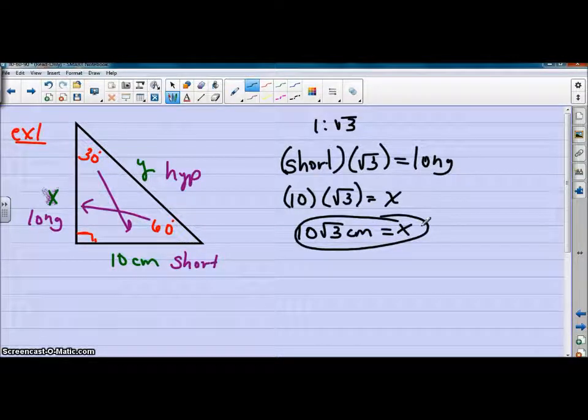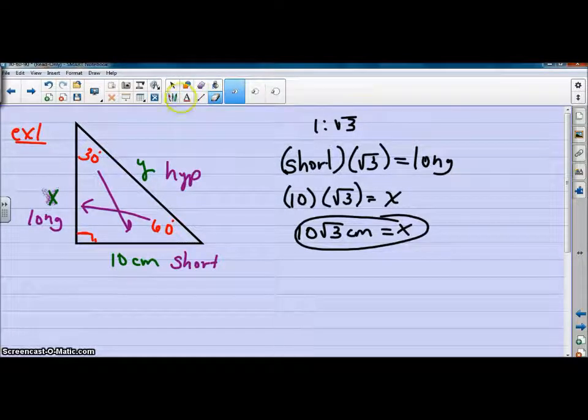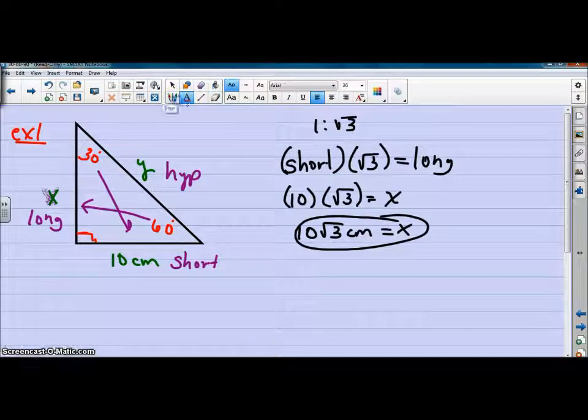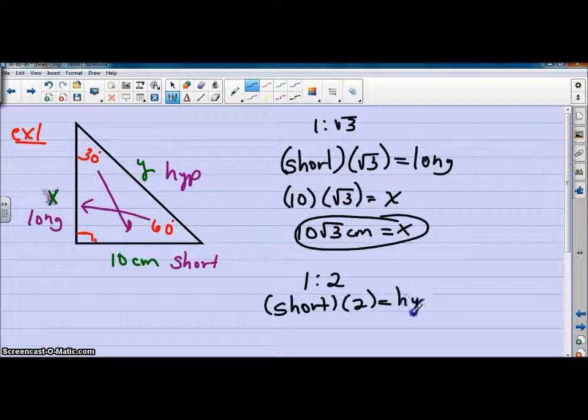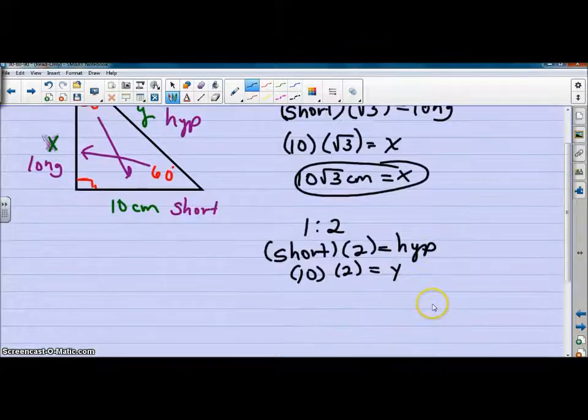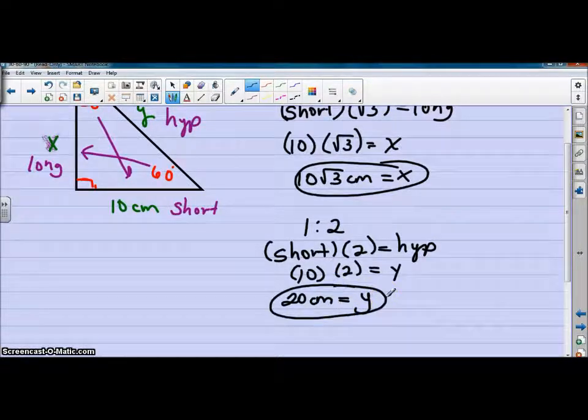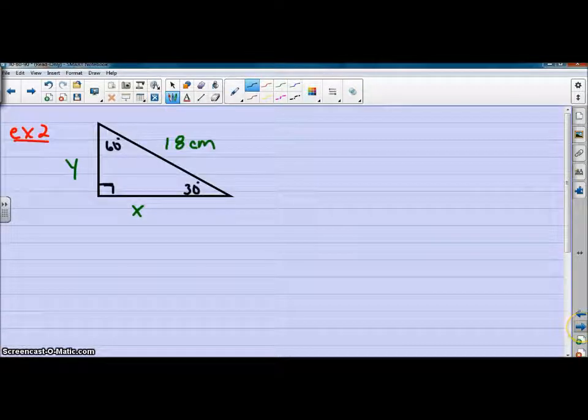I'm also going to do the hypotenuse, and that is a 1 to 2 ratio. So if I take my short and I multiply it by 2, I will have my hypotenuse. And so 10 times 2 will equal y. 10 times 2 is 20, so 20 centimeters is the length of my hypotenuse, which is y. Let's go to the next example.